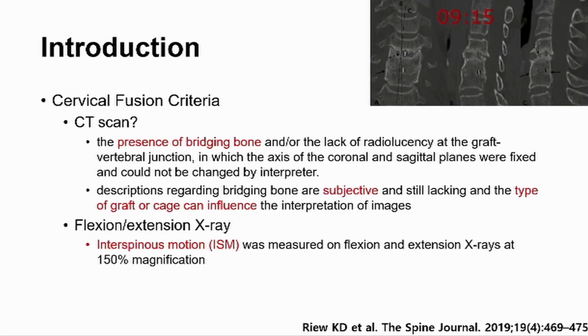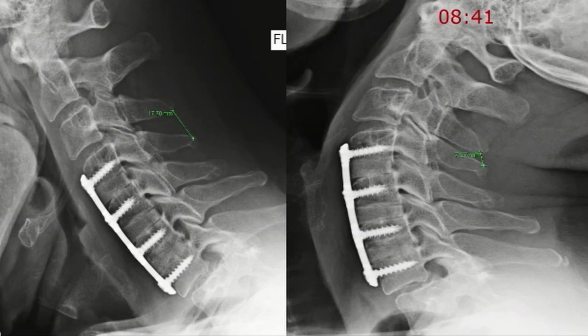There are typically two ways to check the fusion. One is the CT scan and the other is the flexion-extension X-ray. In CT scan, we usually check the presence of a bridging bone. But these descriptions regarding bridging bone are subjective and still lacking, and the type of graft or cage can influence the interpretation of images. So recently we usually use a flexion-extension X-ray. We check the interspinous motion. You can see in the X-ray the adjacent level. We check the full flexion and extension. Over 4 millimeters is an adequate flexion-extension X-ray.